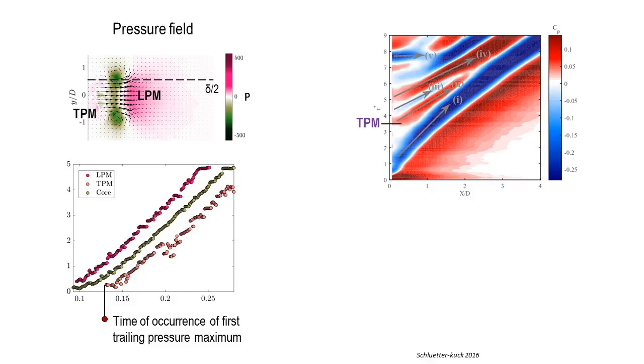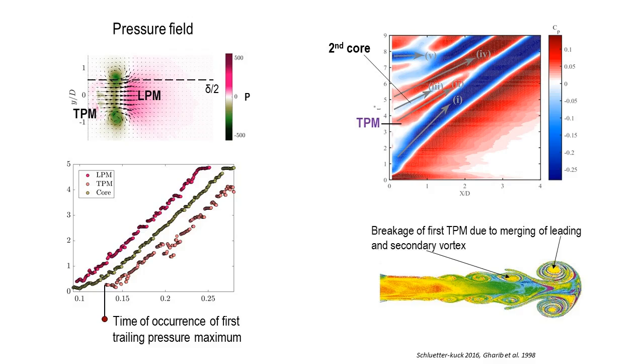If we look at the pressure signature at the shear layer and plot this over time, we notice the formation of the trailing pressure maximum, but also a low pressure region behind this TPM. This low pressure region coincides with the core of the secondary vortex in the trailing jet. And in a process known as vortex merger, the vorticity from this secondary vortex enters the first low pressure core region. This occurs because of the induced velocity from the first vortex acting on the secondary vortex.